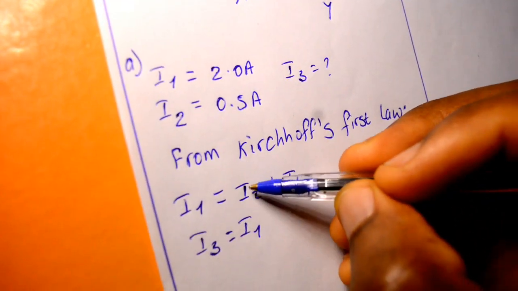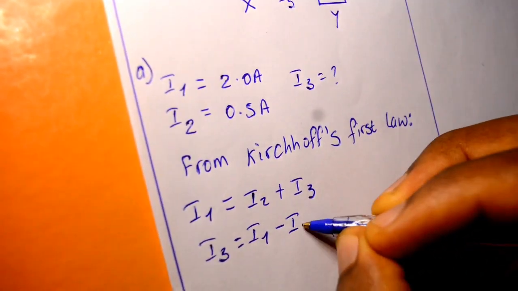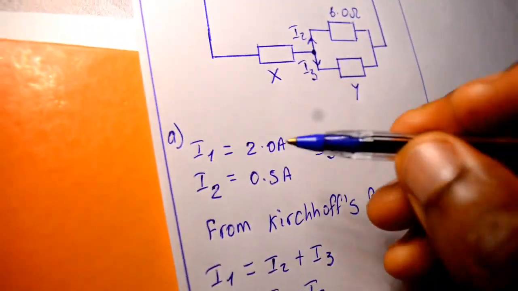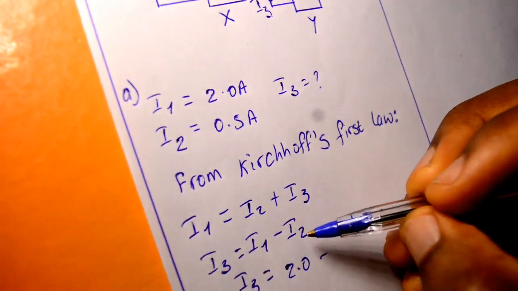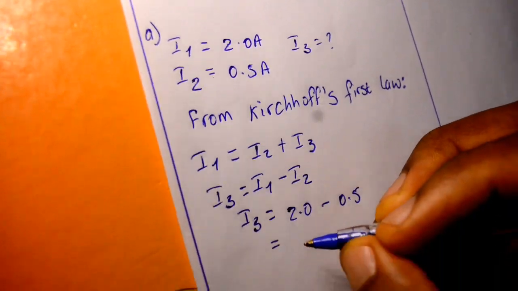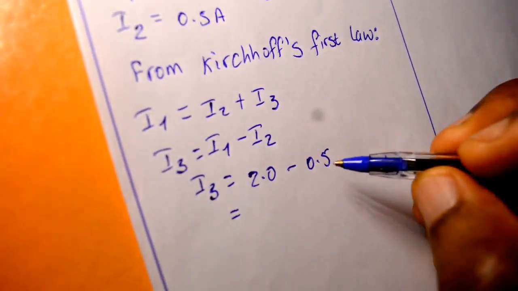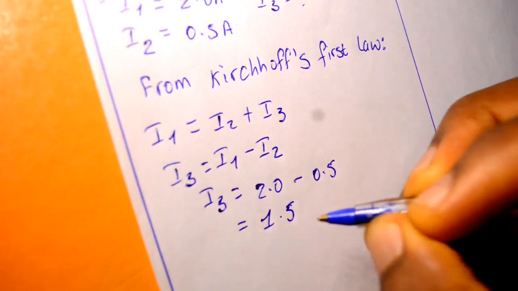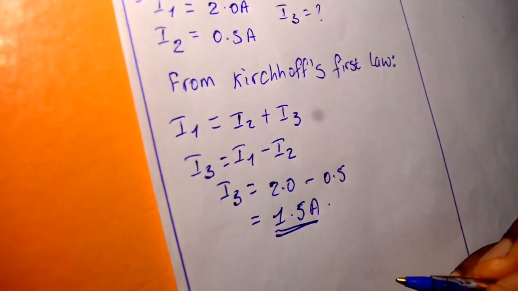when this positive number crosses here, it becomes negative. So it becomes negative I2. So I3 will be equal to what? I1 is 2.0 minus I2. I2 is 0.5, which gives 2.0 minus 0.5, which gives 1.5 amperes. So that's the answer of the A part.